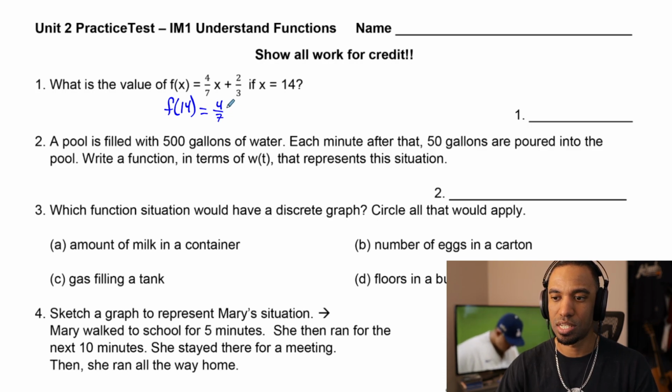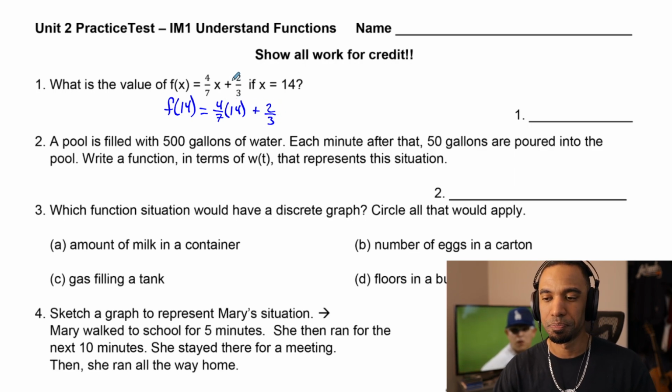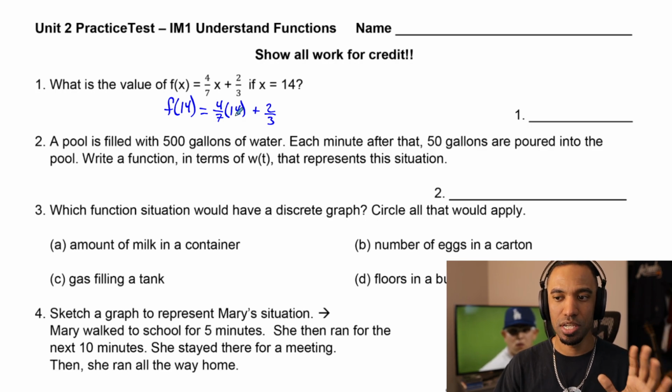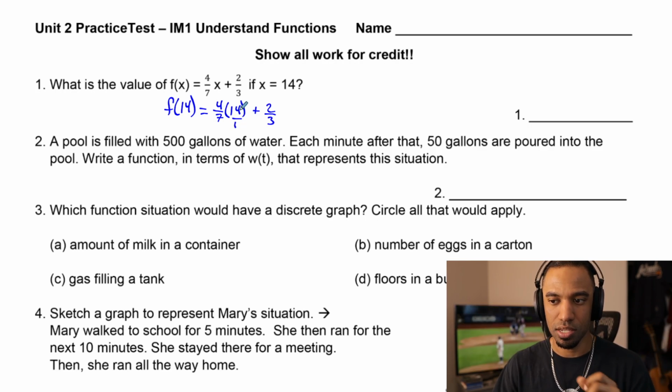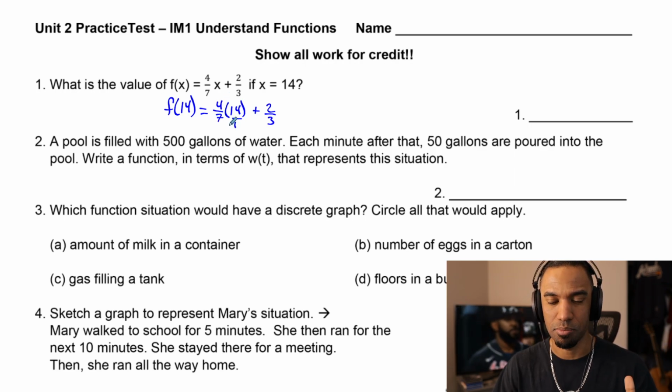So 4/7 times 14, parentheses, when in doubt, use your parentheses, plus 2/3. Now, 14 does mean 14 over 1 in this case, and when you multiply, you do multiply straight across, so 4 times 14 and 7 times 1.